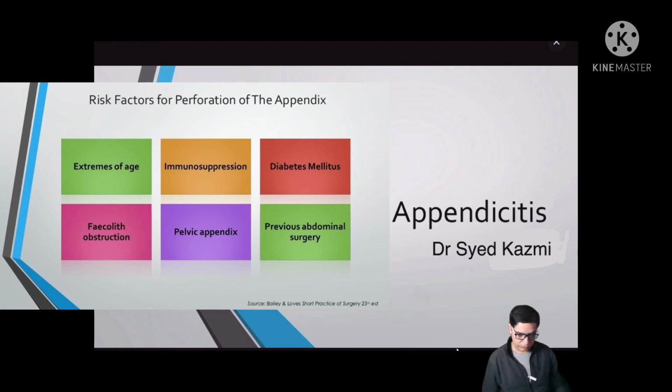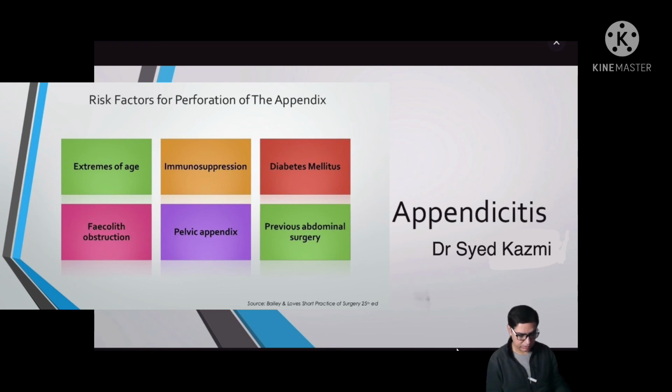So kids who are very young, like those under 5 years of age, and those at the other extreme of age, the very elderly, are more prone to develop perforation of the appendix if it gets inflamed. Those people who are immunosuppressed for one reason or the other, either they've got a primary immunodeficiency in the form of HIV or certain types of immunosuppressive disorders, or they've got secondary immunosuppression because they're taking steroids or other immunosuppressant drugs, can develop perforation if their appendix gets inflamed.